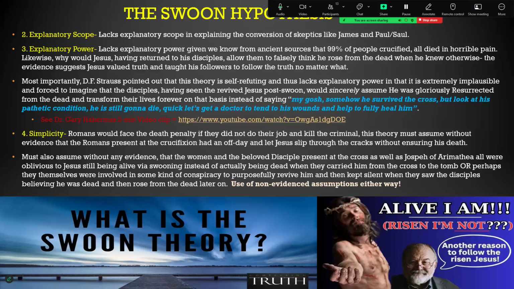No, he would still have his wounds. He would be hunched over. They would say, "My gosh, we need to get someone, call the doctor. He needs help. We need to help him with his wounds," and stuff like that. And this was an objection. This was the counter. All the way back in the 1800s, a skeptic named D.F. Strauss raised this as the knockdown punch for this swoon hypothesis.